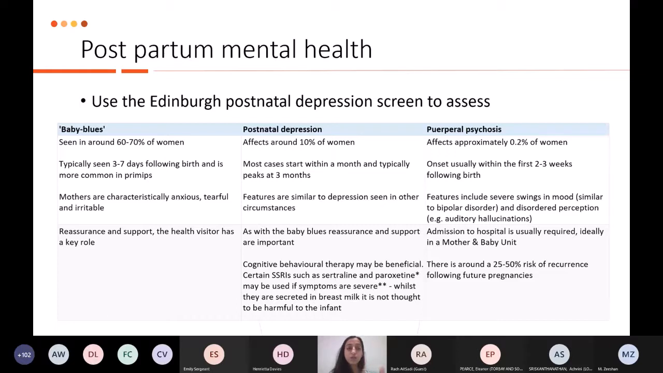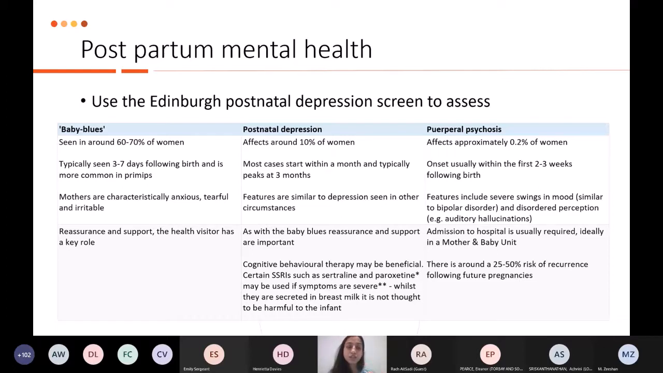First line in women, we tend to go for sertraline or paroxetine. They are secreted in breast milk, but they're thought not to be harmful, and paroxetine tends to not go into breast milk as much, from what the BNF said when I had a look last.